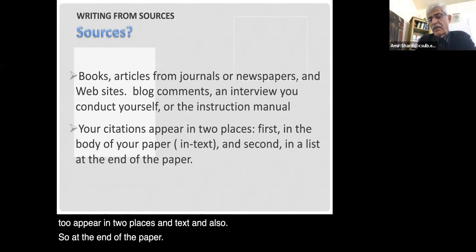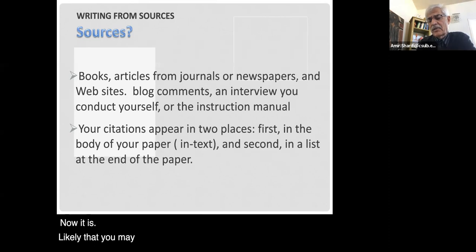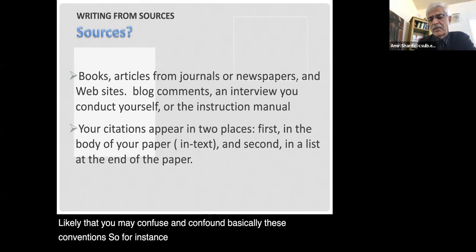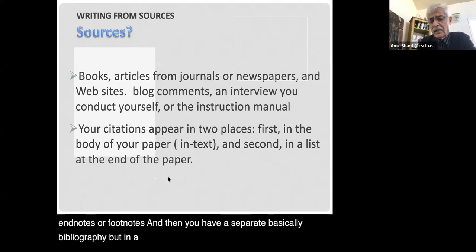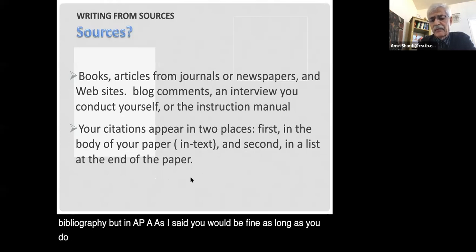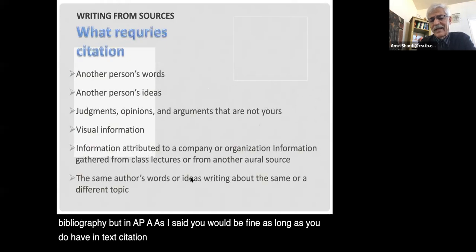Now, it is likely that you may confuse and confound these conventions. So for instance, Chicago style uses in-text citation, but everything is numbered, and then there are endnotes or footnotes, and then you have a separate bibliography. But in APA, as I said, you would be fine as long as you do have in-text citation and works cited at the end.